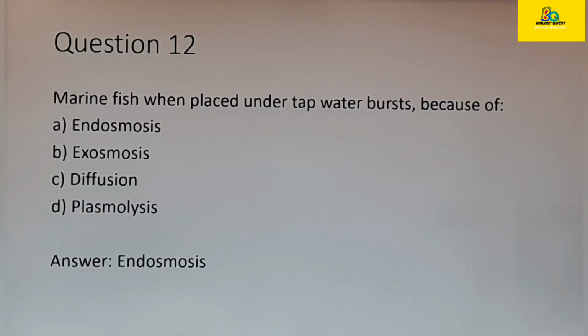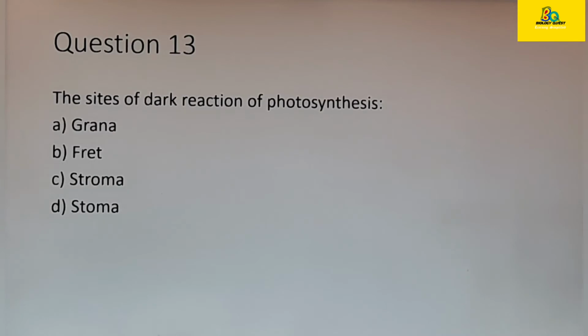Now question 13. The sites of dark reaction of photosynthesis. Options are grana, fret, stroma, stoma. Grana, what is grana? The closely packed flattened sacs present inside the chloroplast. The flattened sac-like structures which are closely packed, these are the thylakoids. Pile of thylakoids. We know the thylakoids are packed one above the other and is called the grana.